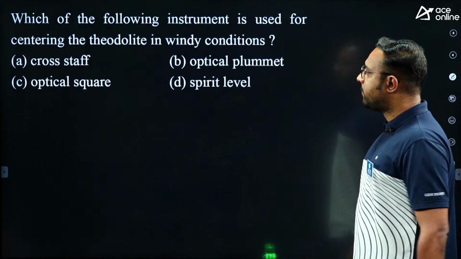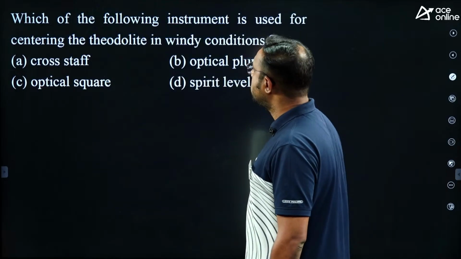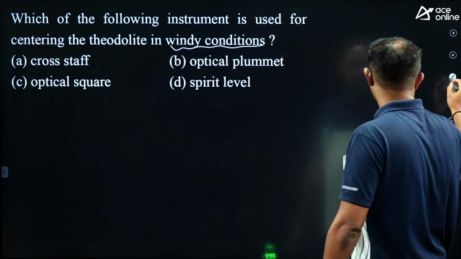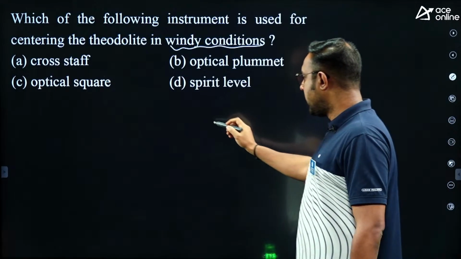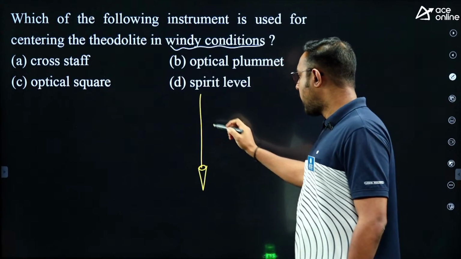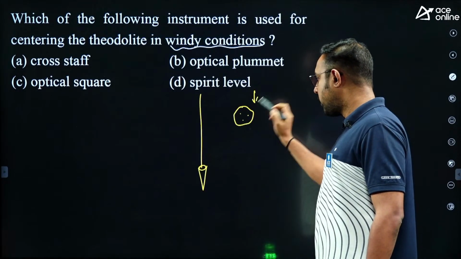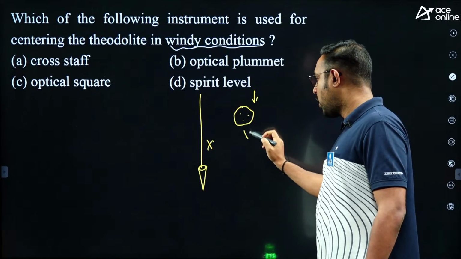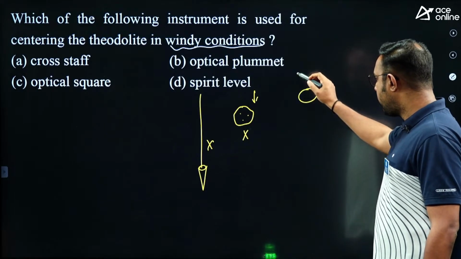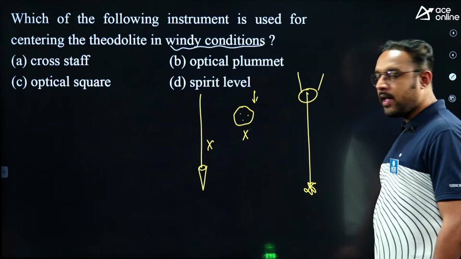Okay, next look at this. Which of the following instruments is used for centering the theodolite in windy conditions? Generally for centering, the instrument that we use is nothing but the plumb bob like this. If the plumb bob is not there, you will take a stone and you will drop like this. But please remember, both of this will not work if there is too much wind. If there is too much wind, we will take the help of a laser pointer like this.